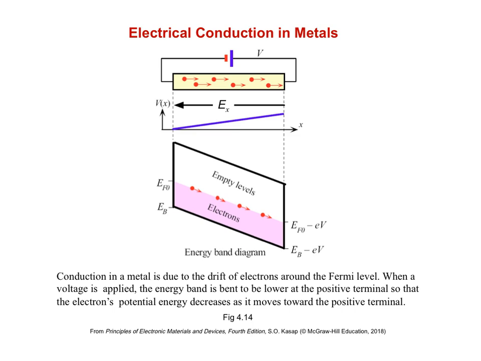Throughout the material, the band is still only partially filled with electrons. It is only electrons near the Fermi level that can move into neighboring states that transport from one end of the sample to the other.